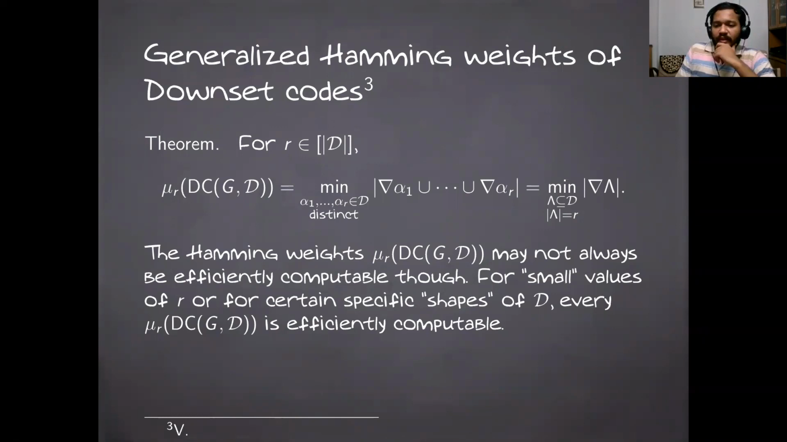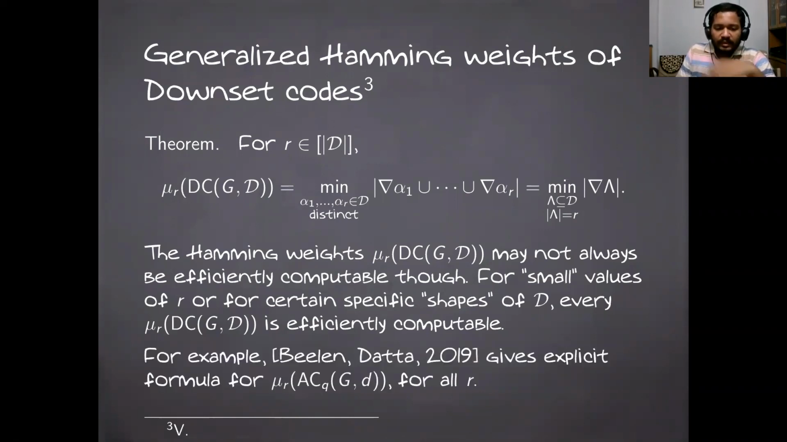So when the downset looks like a triangle, the Reed-Muller type condition, you can explicitly compute all the generalized Hamming weights for any R efficiently. There is no restriction whatsoever. And that's one of the results by Beelin and Datta last year. So they give an explicit formula for the Rth generalized Hamming weights for the affine Cartesian codes in general, because it's a grid of evaluation points and the downset looks like a simplex in some sense.